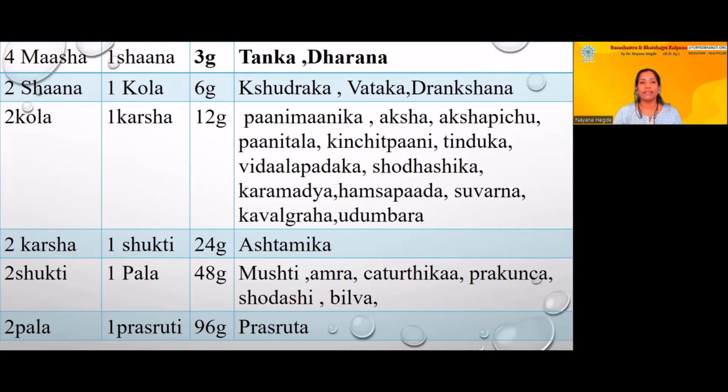2 kola is equivalent to 1 karsha. The metric equivalent weight is 12 gram. The synonyms are panimanika, aksha, akshapichu, panitala, kinchit pani, tinduka, vidala padaka, shodashika, karamadya, hamsapada, kavalagraha, udumbara, and suvarna.